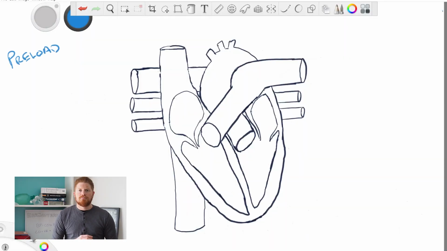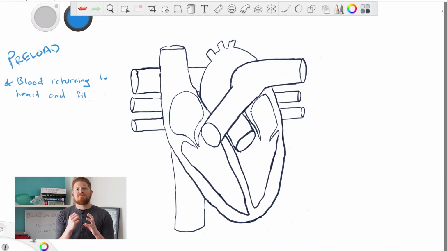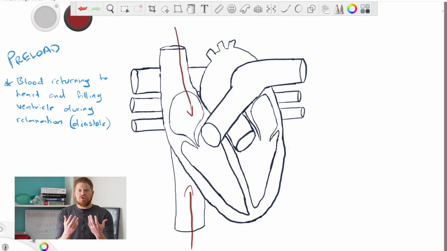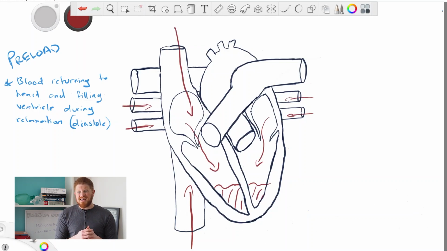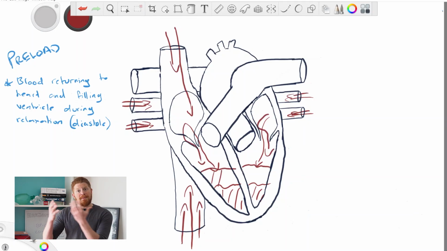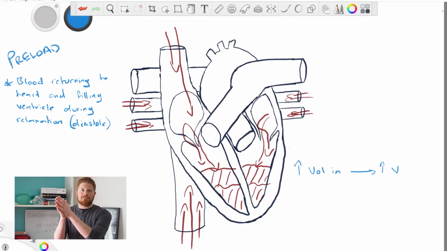Let's start with preload. Put simply, preload is the amount of blood that's returning back to the heart and filling up the ventricles during ventricular diastole. And this affects stroke volume in actually two different ways. The simplest way is that the more blood returning to the heart, the more blood there is to pump out of the heart, right? The higher the volume that enters the ventricles, the higher the volume there is to be ejected by the ventricle in that single beat, right?